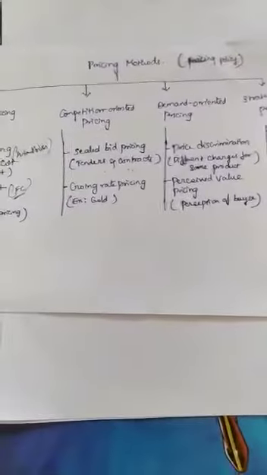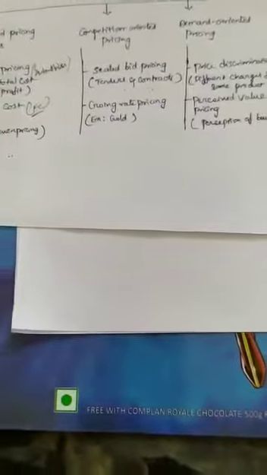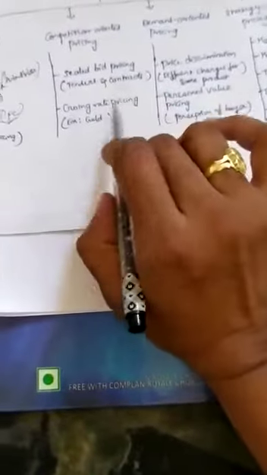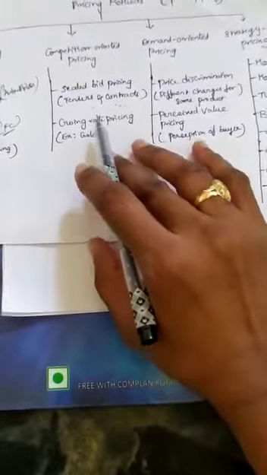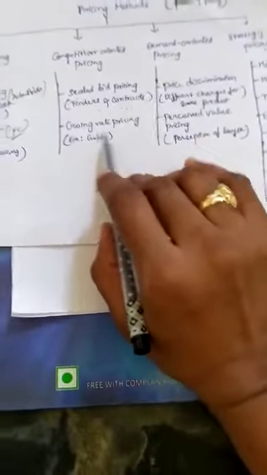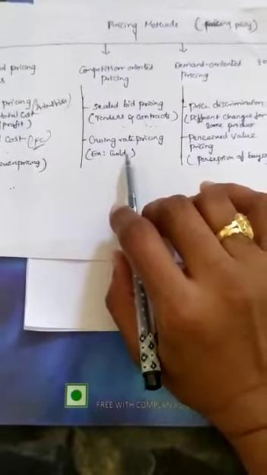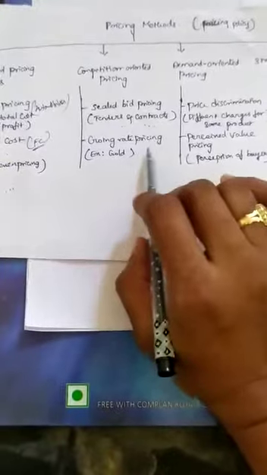And the next one is going rate pricing. Going rate pricing involves setting the price as per the rate prevailing in the market. The best example is gold. In today's market, if the gold rate is 40,000 for 10 grams, then according to the market price, the customer should purchase at 4,000 per gram.